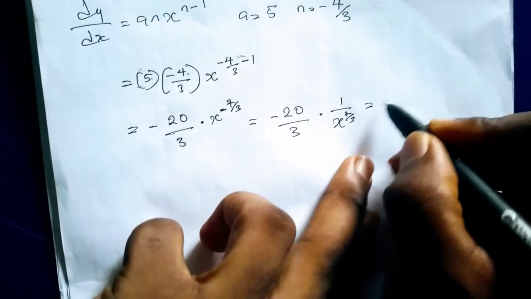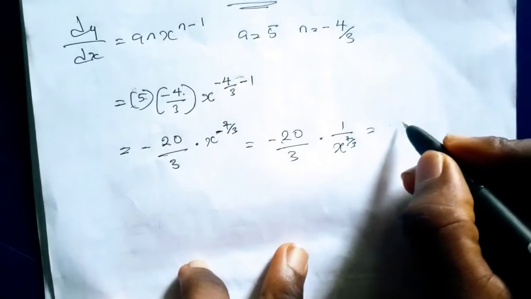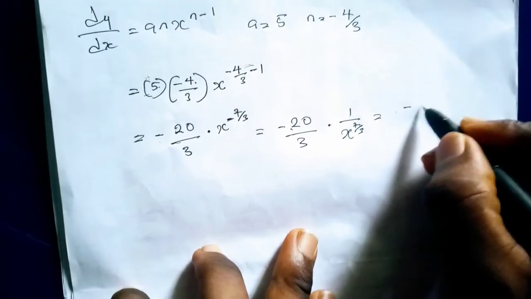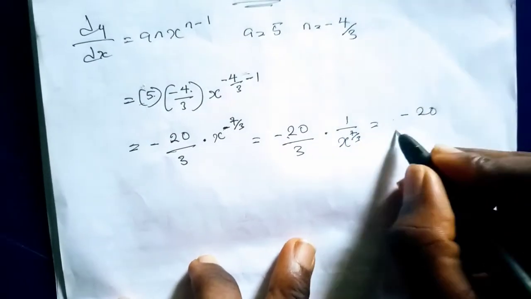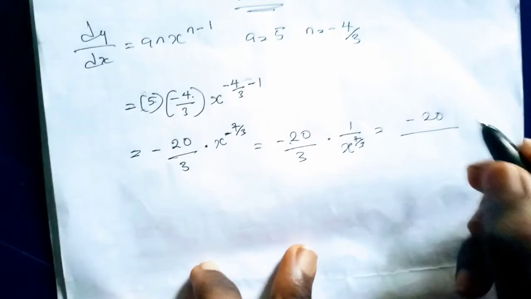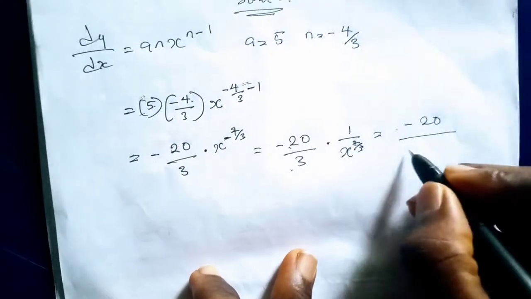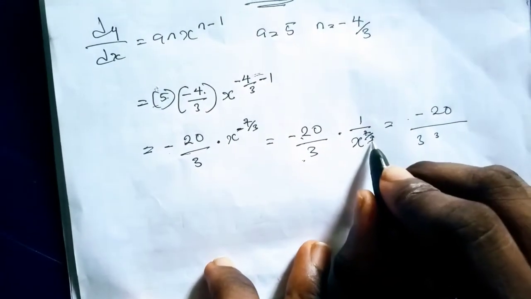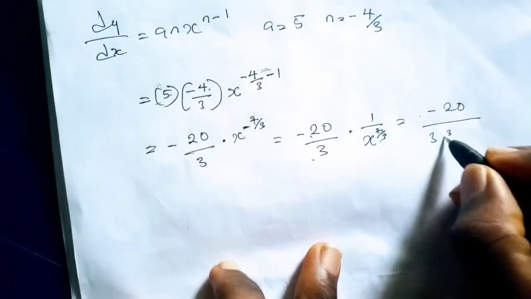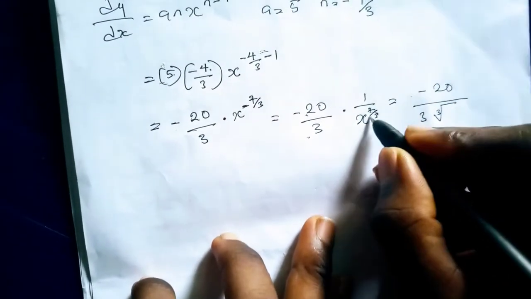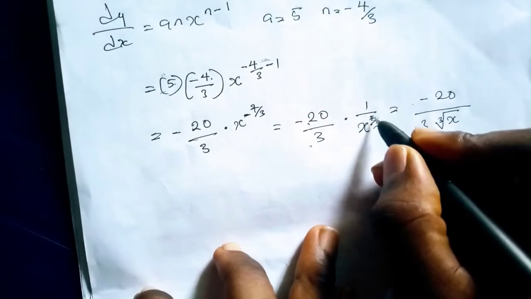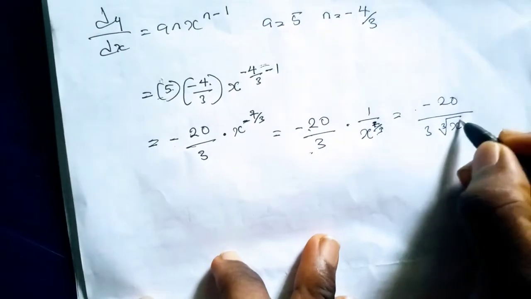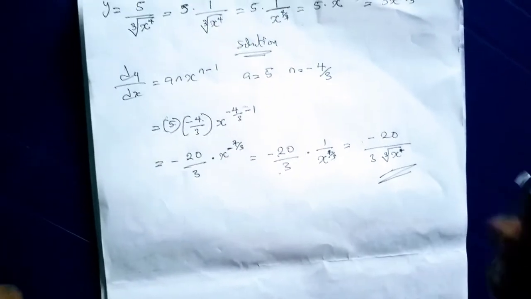Which is still the same thing as negative 20 times 1, over 3 times all this. We can write this as the cube root, because the denominator is the root, the cube root of x raised to the power 7, while the numerator is the power, x raised to the power 7. So this is how we break and arrange a function like this.